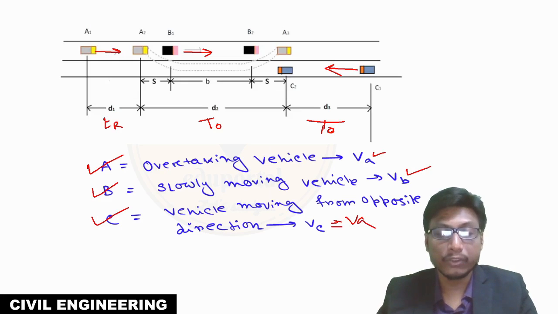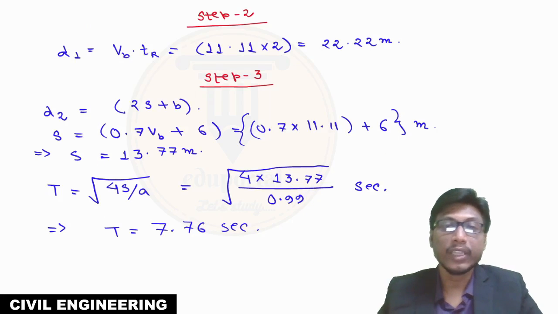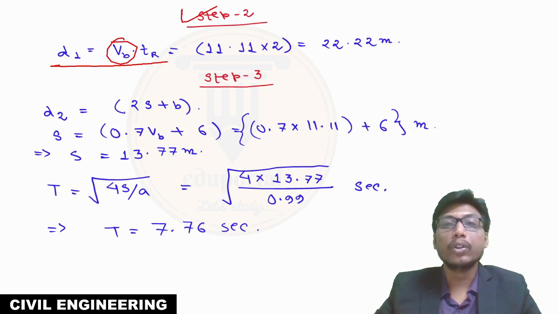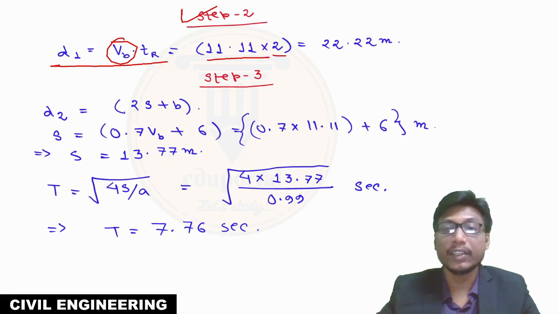Now let's move to the solution part. Step number 1 is done. Step number 2: D1 is VB into TR, as we know. In the reaction time, we assume that the overtaking vehicle takes the velocity of the slowly moving vehicle. So VB is 11.11 into TR, we assume 2 seconds reaction time. So it is 22.22 meter.